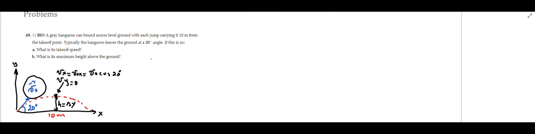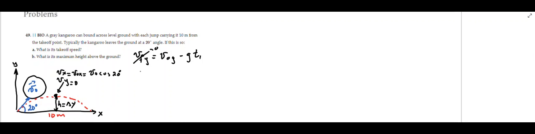So at the highest point in the trajectory, where v final y is equal to 0, we can use this equation to say that v final y equals v initial y minus g t1. I will call this time t1, because it will be the time needed to reach the maximum height. So this v final y, the velocity at the highest point in the y direction, would be 0.